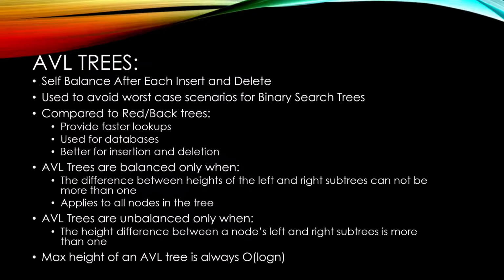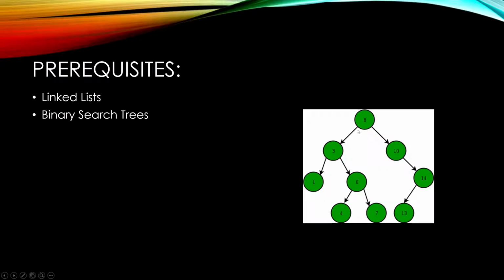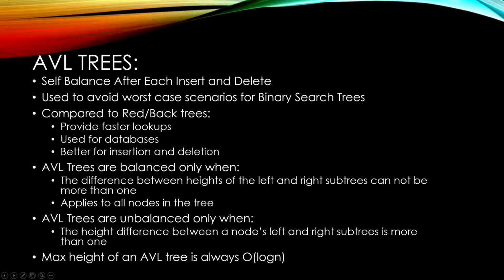AVL trees are balanced when the difference in the heights between the left and right subtree is not greater than 1. So the left and right subtree of each node has to have a difference not greater than 1. That'll be explained better in the examples, but for now, just take that at face value. And keep in mind that it applies to all nodes in the tree.